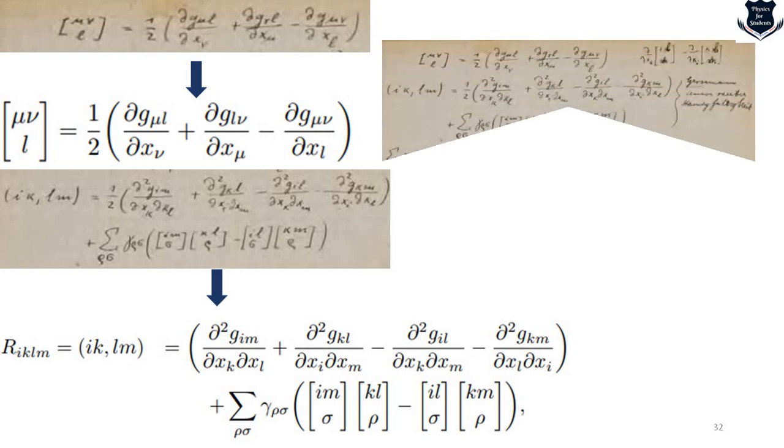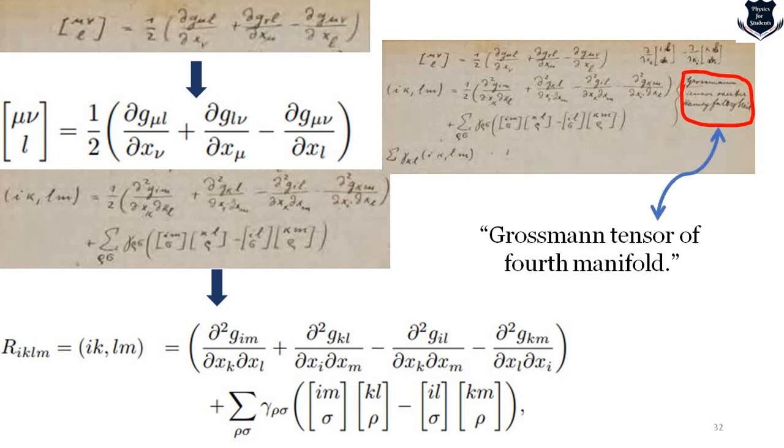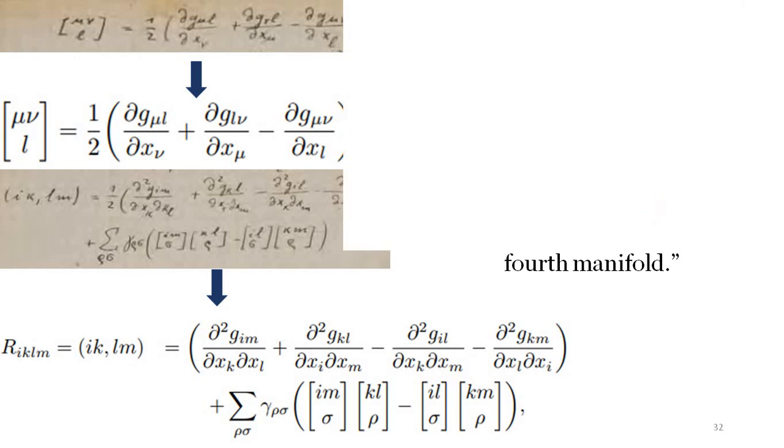And next to this article, if you see this one, which I have marked in red, this is basically what is called the Grossman tensor of the fourth manifold. Since such an object was needed only because of two free indices, Grossman contracted the Riemann tensor once. Clear evidence showing the help of Marcel Grossman, how he introduced the differential geometry and part of the Riemann curvature tensor and the tensor calculus to Einstein.